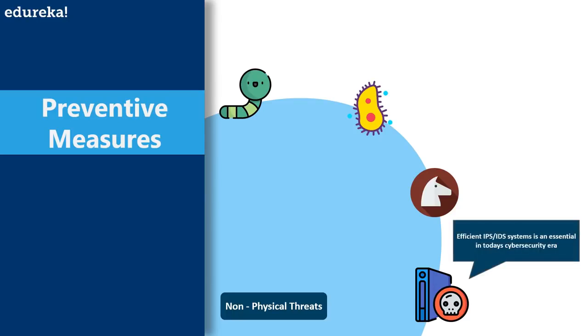Last but not the least is the installation of intrusion detection or intrusion prevention systems, that is your IPS and IDS. Now, these can be used to protect against denial of service attacks, and there are other measures too that can also be used for denial of service attacks. So these were some of the preventive measures that you should take for non-physical threats.